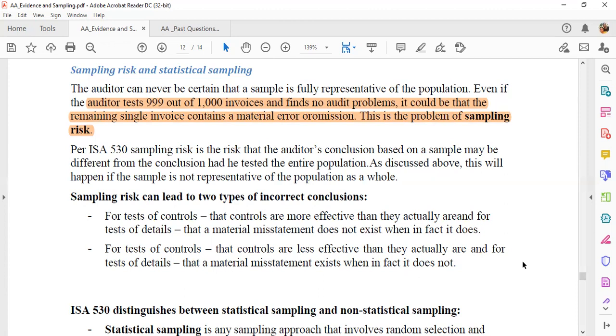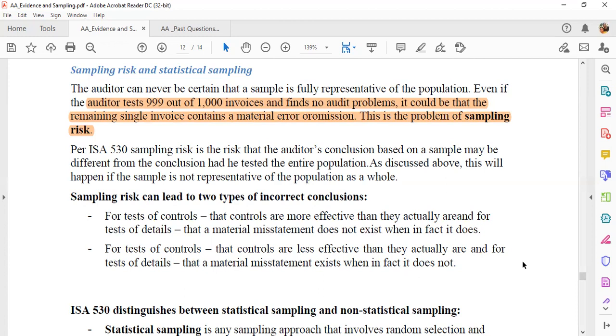For tests of control, the auditor concludes that controls are more effective than they actually are. And for tests of detail, that the material misstatement does not exist, even when it does. When we say for tests of control, it is that they have a bad internal control. Their internal control system is bad.